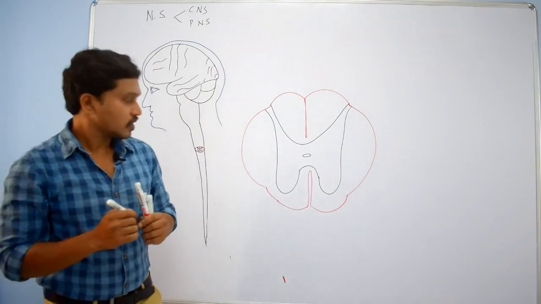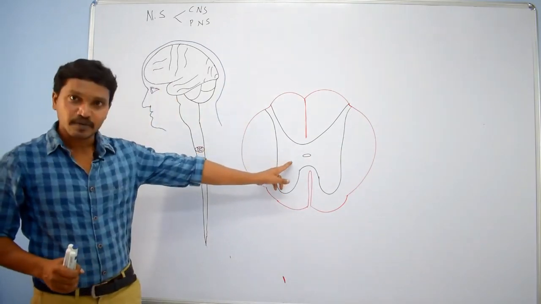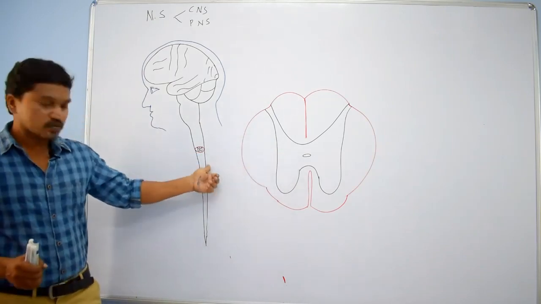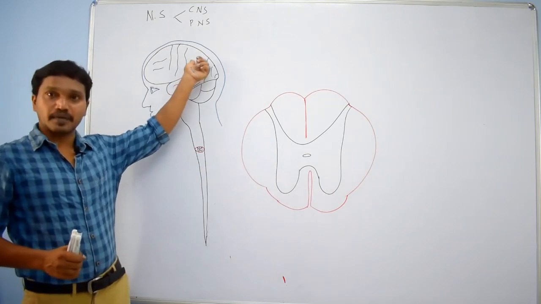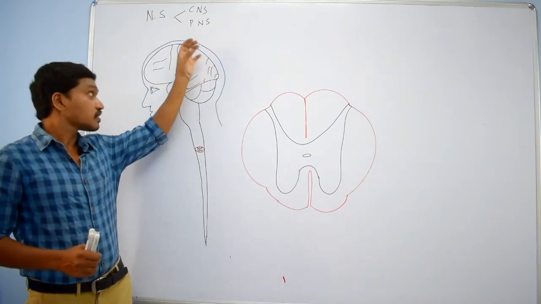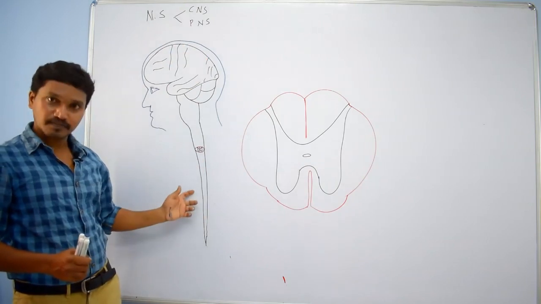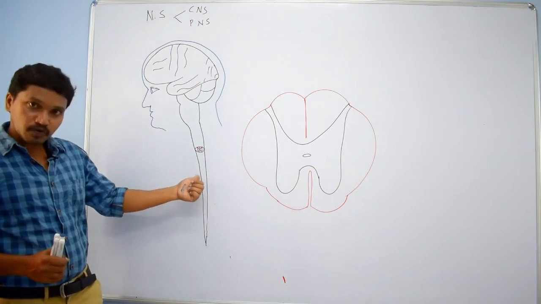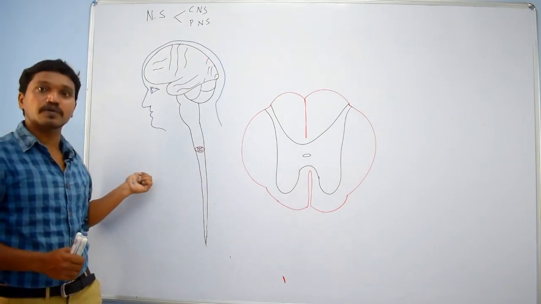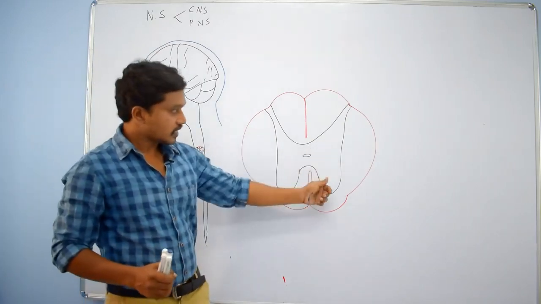Now, sensory information will pass through the spinal cord and reach the brain. In the brain, there will be interpretation and sending of motor impulses through the brain and spinal cord, and the output will come out through the peripheral nerves.